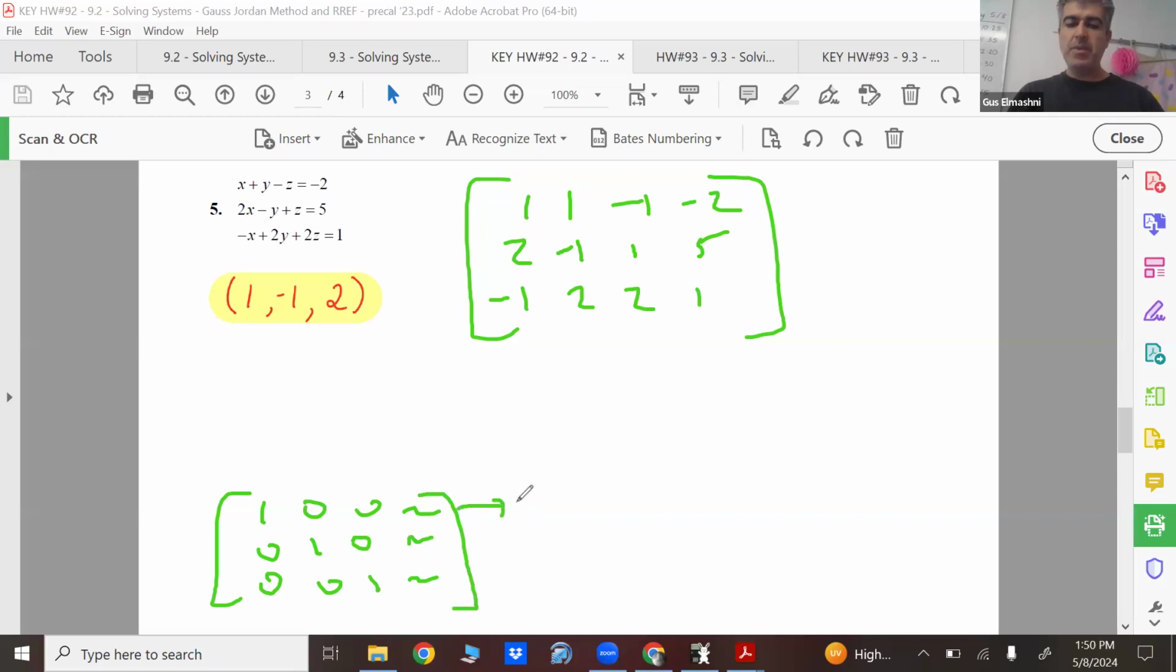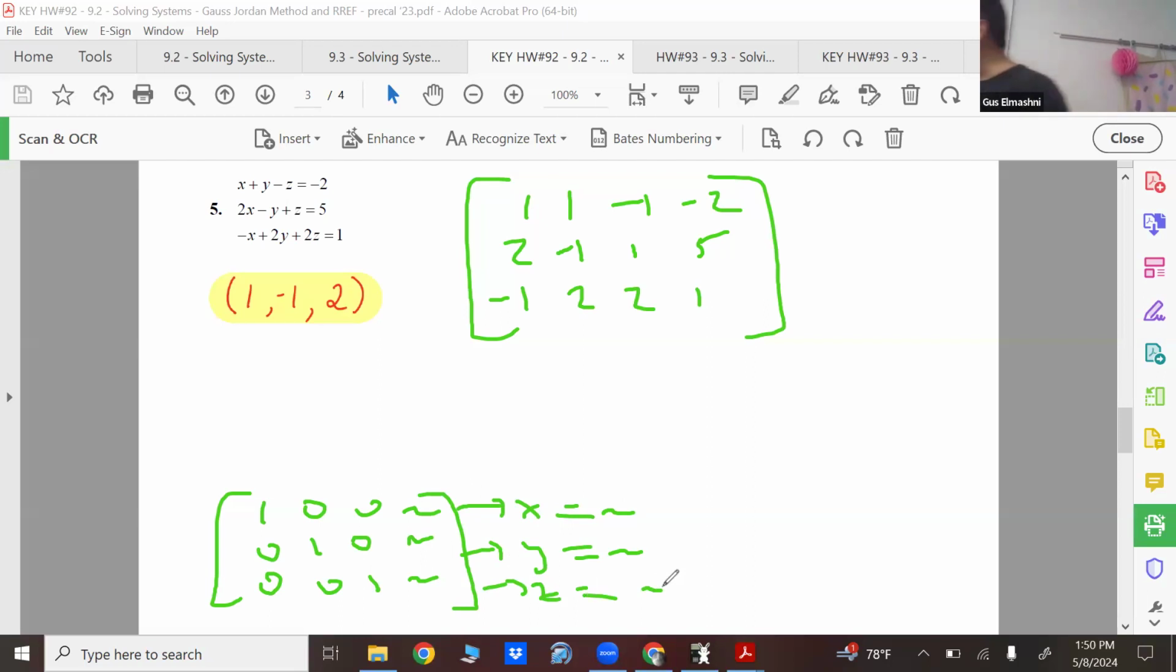Because what this means is that x will equal whatever number that is, y will equal whatever number that is, and z will equal whatever number is on the far right side. Because these are the coefficients of x, y, and z in order. That's 1x plus 0y plus 0z, 0x plus 1y plus 0z, 0x, 0y, 1z equals each of these numbers here. That's what we want.